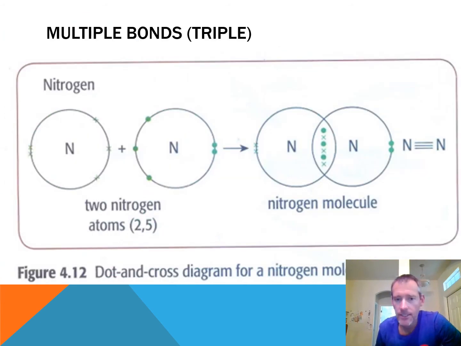Triple bonds, same idea. Notice nitrogen has 3 open bonds because it has 5 outer electrons, so it's missing 3. Each nitrogen has 3 electrons, so they can share and make a triple bond. Here, here, and here.